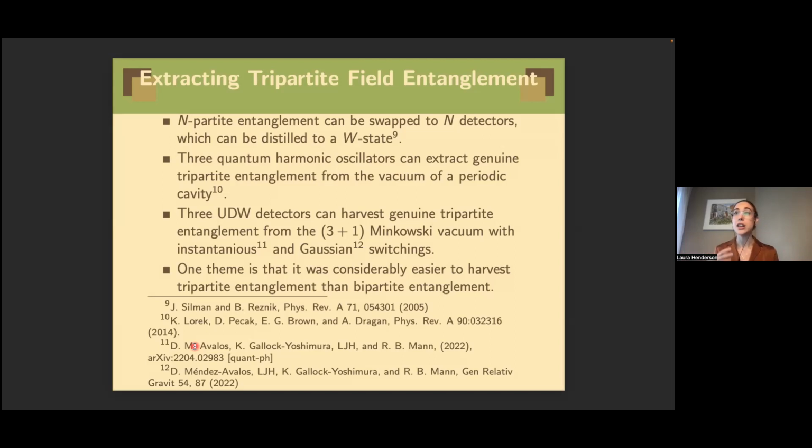Then some more recent work this year showed that 3 UDW detectors can harvest genuine tripartite entanglement in flat space from the flat space vacuum, both with instantaneous, so delta, switching and Gaussian switching, so they couple to the field with a Gaussian switch. One theme of all of these tripartite entanglement papers is that it's much easier to harvest tripartite entanglement than bipartite entanglement.